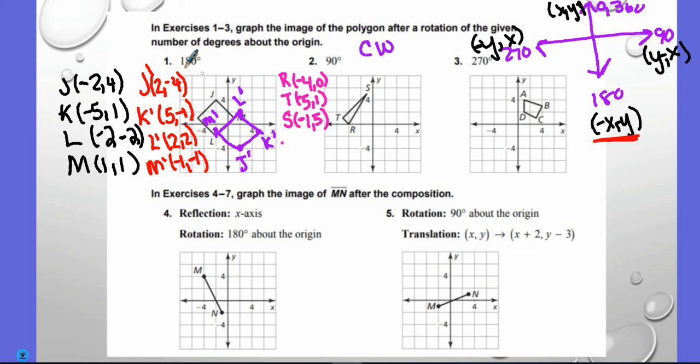Alright, so now to get R prime, we're just going to follow the rules. So switch X and Y, and then take the opposite. The rule says to switch X and Y and then take the opposite of X. So we get 0, positive 4. T prime would be 1, positive 5. And then S prime would be 5 and 1.